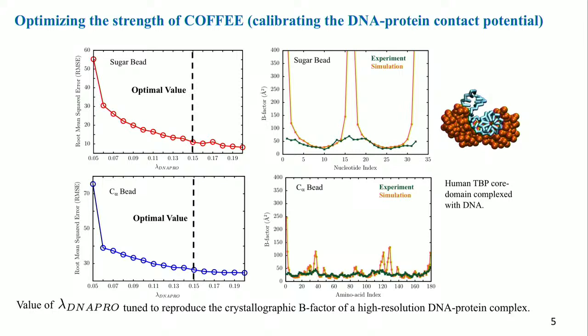And this is just to show how the comparison looks for the optimal value of this lambda DNA-pro. You see that many of the values look okay, but there are some large deviations near the termini, which is because of the enhanced fluctuations that you could see in your simulations. And the other factor is, of course, that in crystal structures you have crystal forces which we do not have in our simulations.